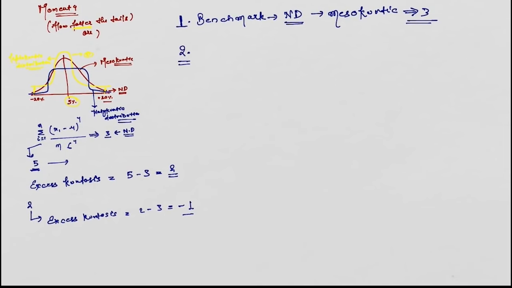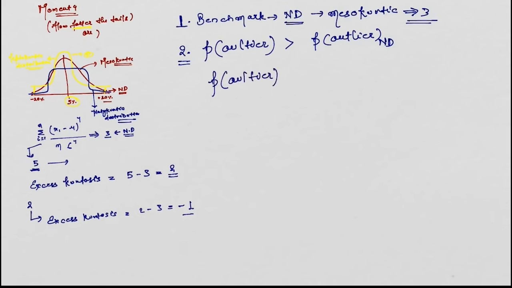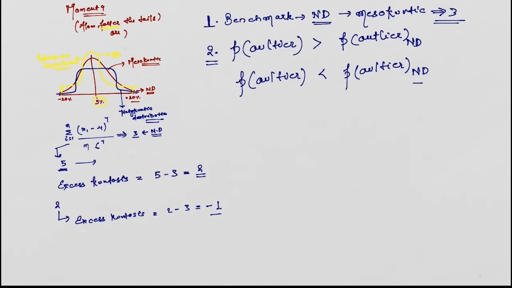The second is, leptokurtic means the probability of an outlier is higher than the probability of an outlier in a normal distribution. It also means the probability of an outlier in a platykurtic distribution is less than the probability of an outlier in the normal distribution. We are interested in excess kurtosis. If the excess kurtosis is positive, it is leptokurtic, and if it is negative, it is platykurtic.